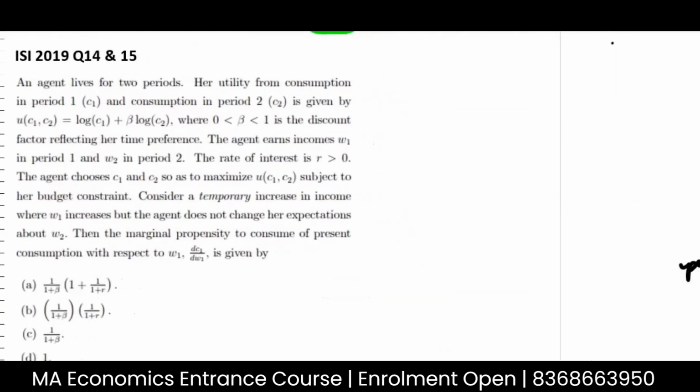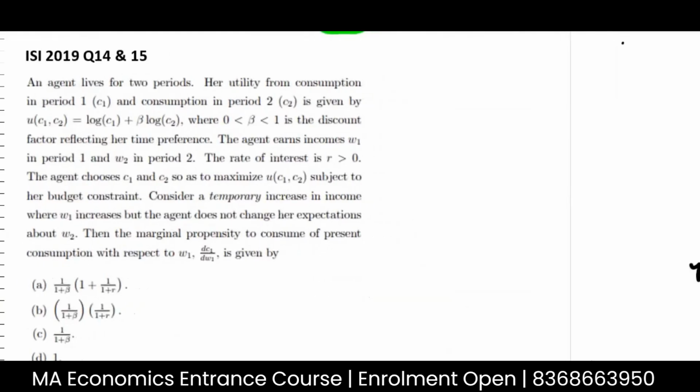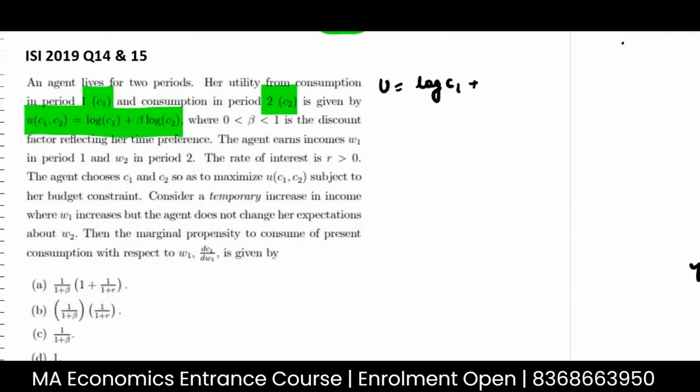So an agent lives for 2 periods. Her utility from consumption in period 1 is C1 and in period 2 is C2, and it is given by U equals log C1 plus beta log C2. So beta is the usual impatience factor that we have here. Beta is between 0 and 1. It represents the discount reflecting her time preference.